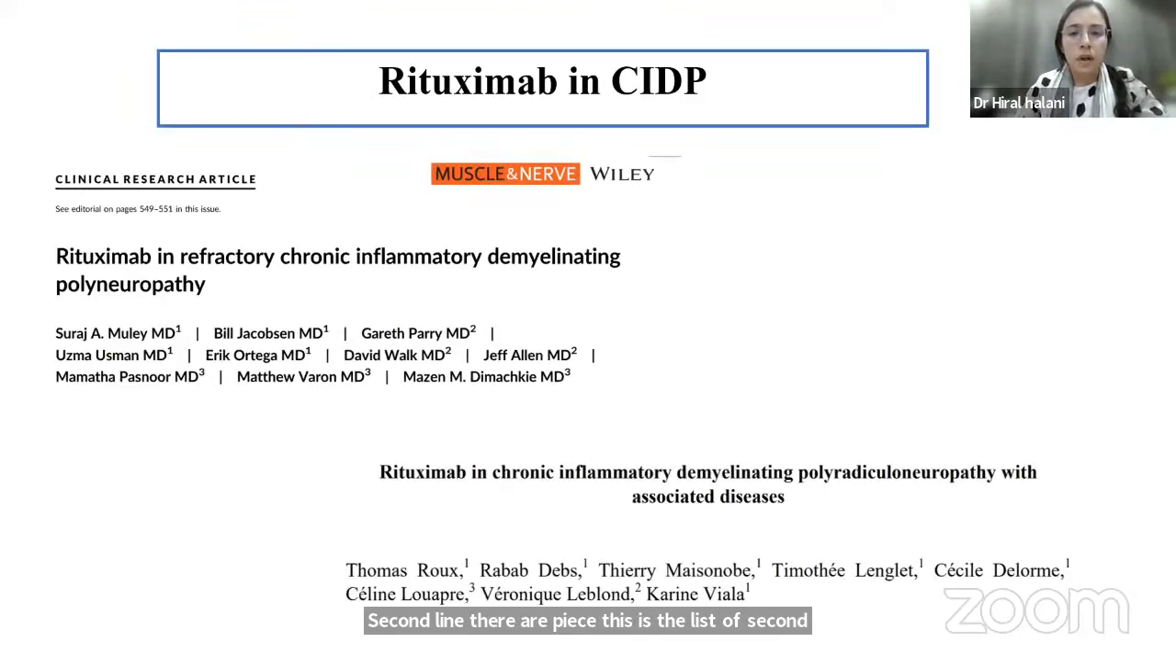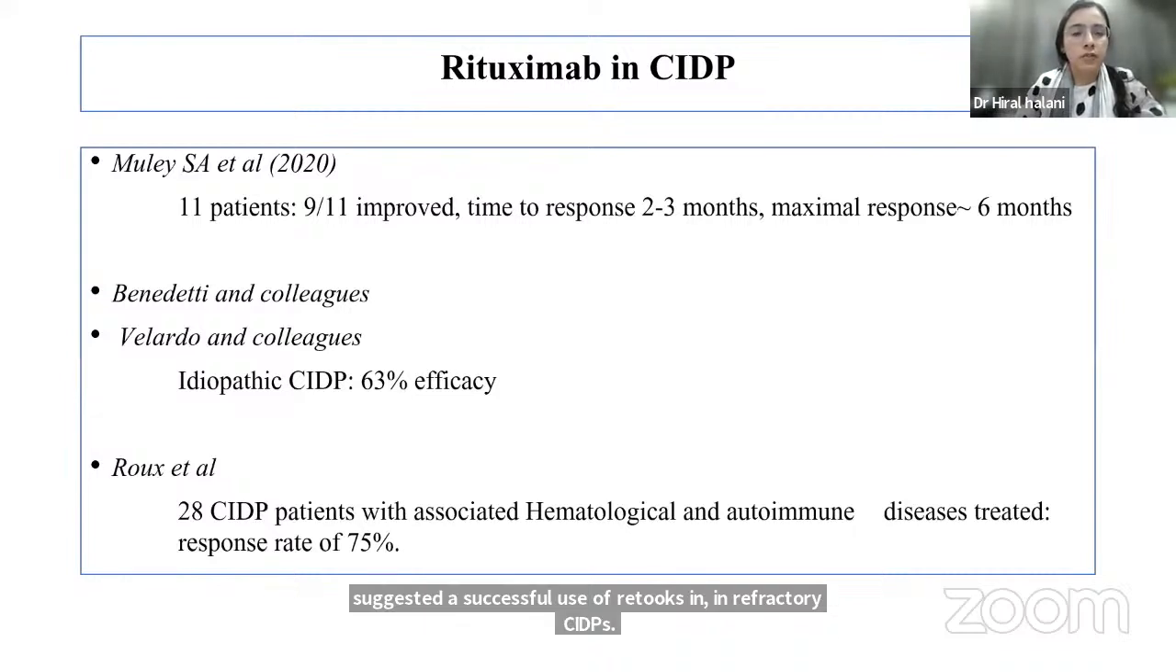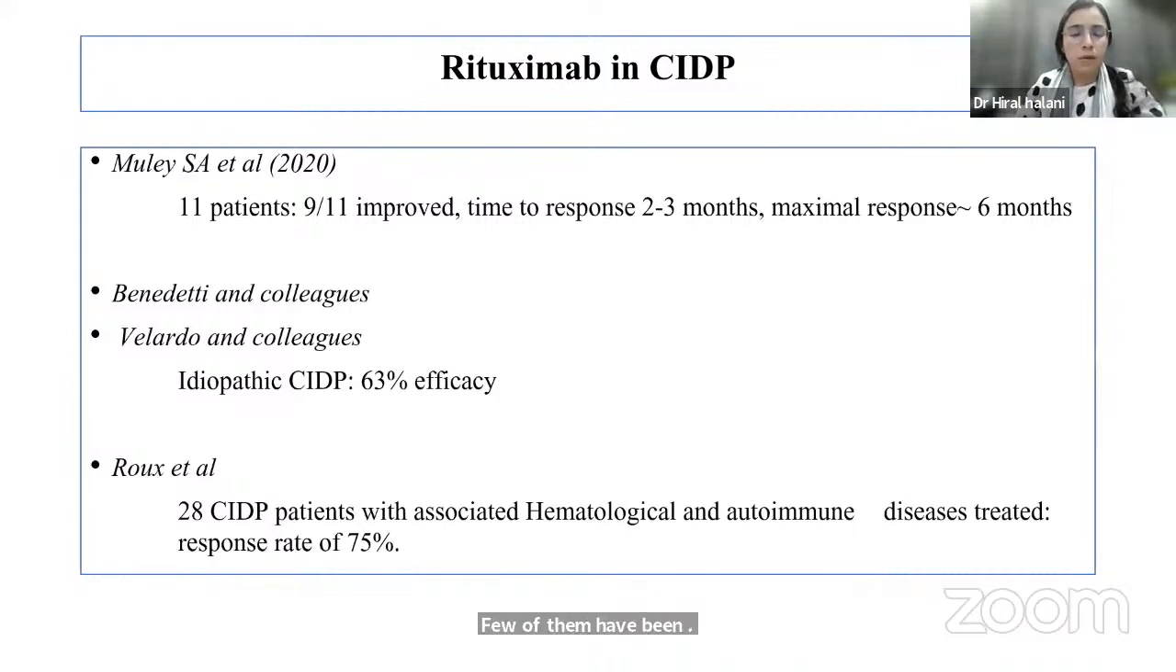So the first one, everyone's favorite, is rituximab, and the evidence in CIDP is building up. For rituximab, case series and several case reports have suggested successful use in refractory CIDPs. A few of them I've enumerated, in which the number of cases is few, but the response rate they have achieved is quite satisfactory, about 60 to 70% response in refractory CIDPs with rituximab.